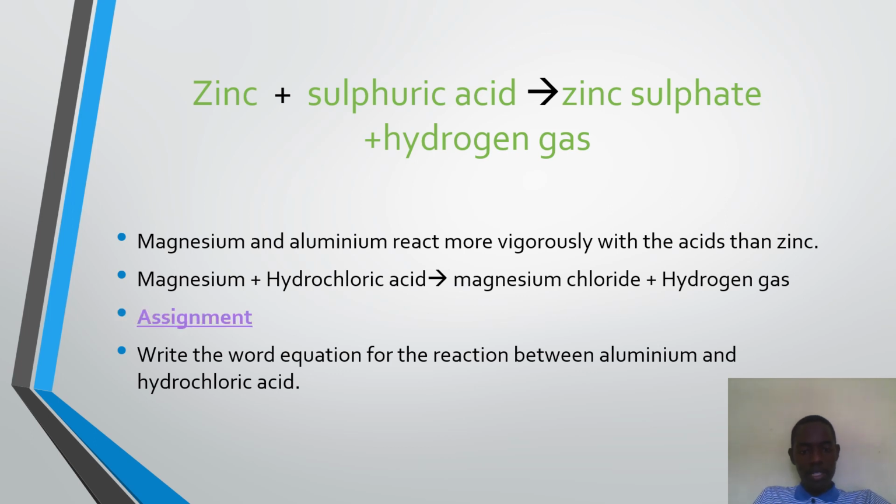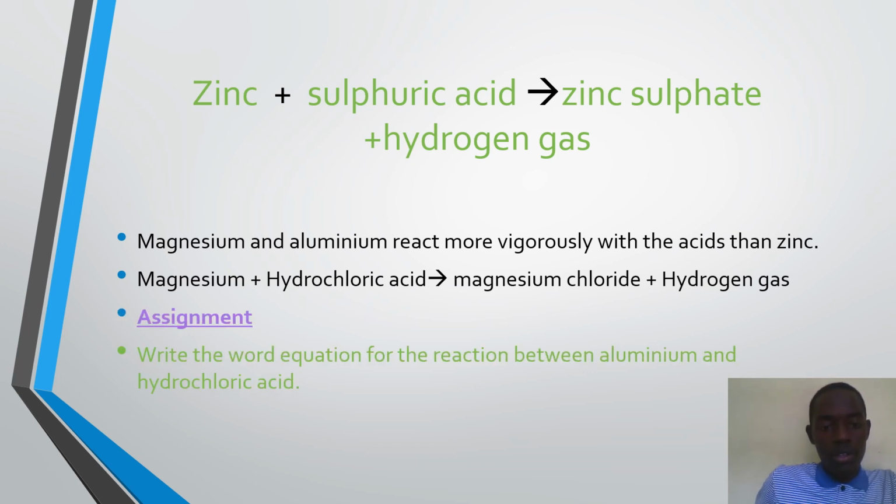Now there is an assignment that you will be doing. You will be required to write the word equation for the reaction between aluminium and hydrochloric acid. From this explanation, we can therefore say that an acid is a compound that reacts with a metal to form a salt and hydrogen gas.